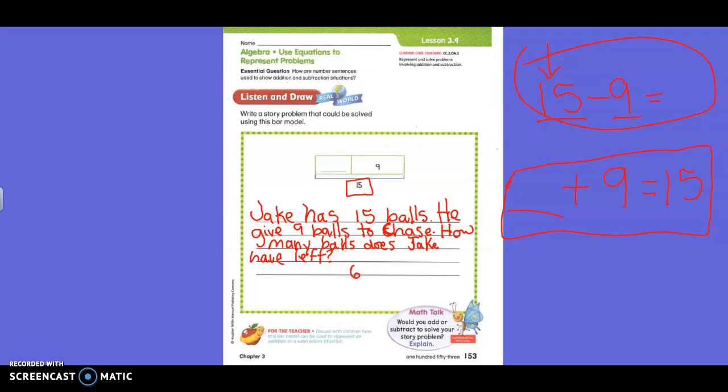6 what? We have to have a label. 6 what? You have 6, Kinley? Oh. Balls.